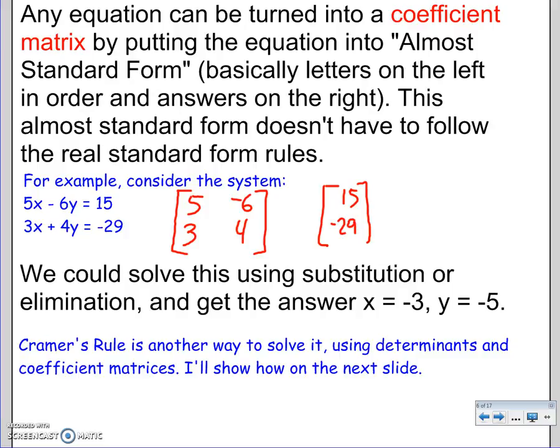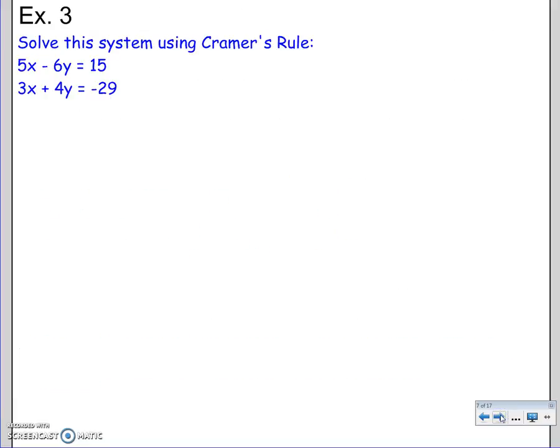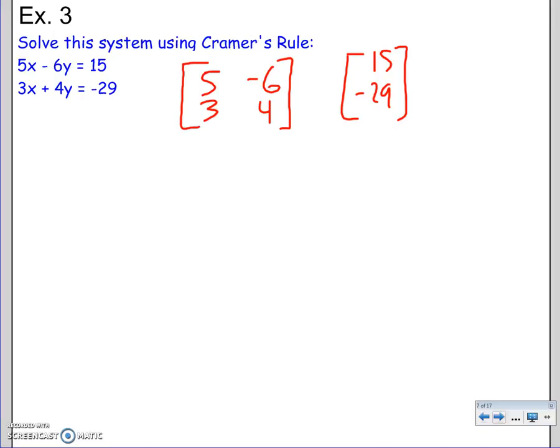So Cramer's Rule is another way to solve that system using determinants, which we just found on the last slide, and the coefficient matrix, what I just made right there, the 5, negative 6, 3, 4. So solve this system. Here's the first coefficient matrix, 5, negative 6, 3, 4, and my answers were 15, negative 29. If it helps, we're going to label this. This column is our x column, this column is our y column, and this is our answer column.